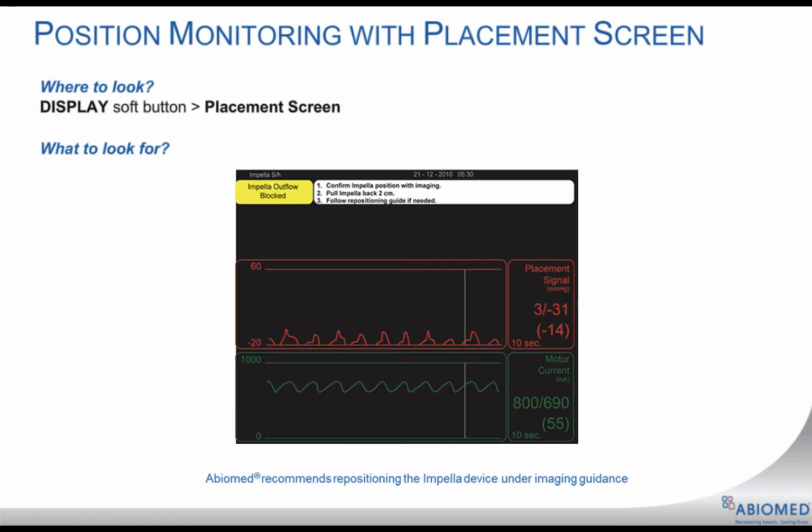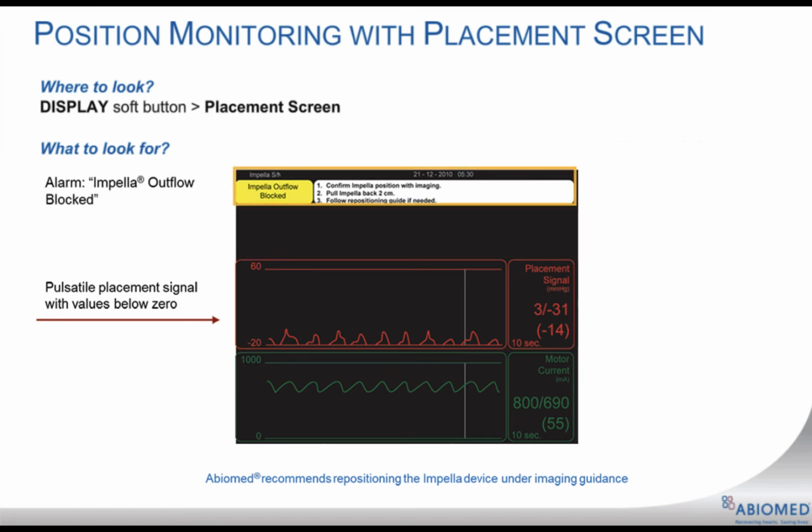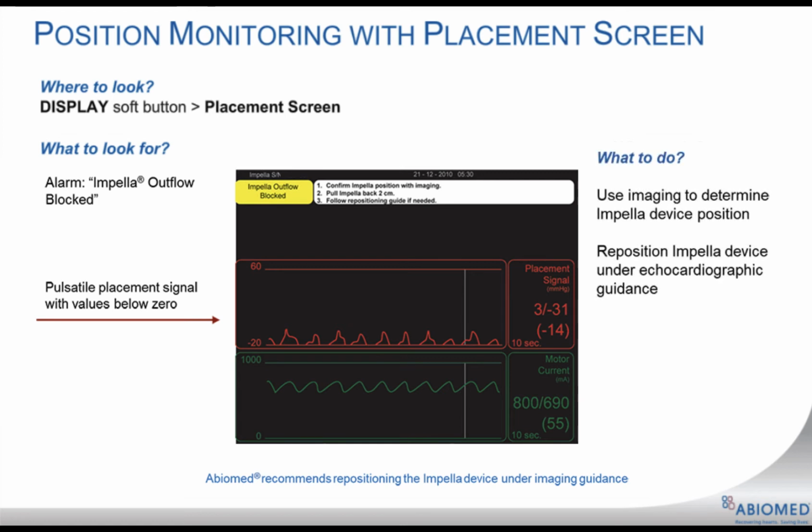Is the placement signal pulsatile with values below 0? Is the controller issuing an alarm that the outlet is blocked? If this is the case, the outlet area may be on or near the aortic valve, and the catheter may be too deep in the ventricle. Or, if you are using the Impella LD device, the outlet may be blocked in the graft. Use fluoroscopic or echocardiographic imaging to determine the position of the catheter and reposition it accordingly.